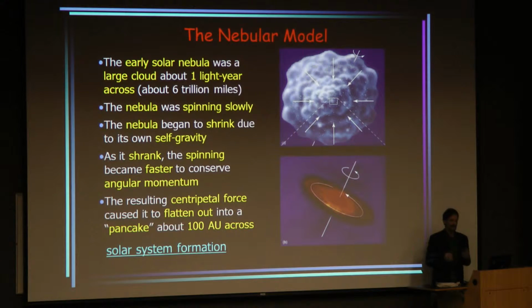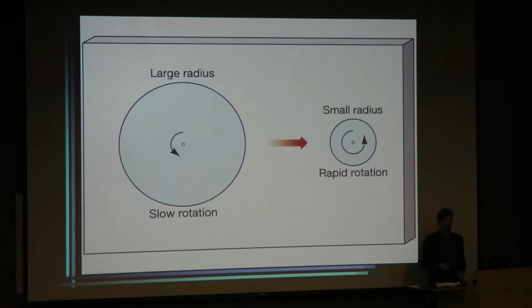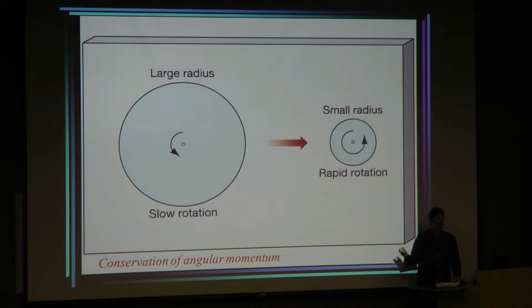So we go from a sphere, roughly spherical shaped cloud, to a pancake-shaped cloud because of this spinning effect that only occurs in that one plane, not perpendicular to it. So in the vertical direction, it just flattens right out, but it's able to resist that in the horizontal direction because of the centripetal force. But it's shrunk, again, by about a factor of 1,000. So we go from large radius slow rotation to small radius rapid rotation. That's the effect that we're talking about right now.